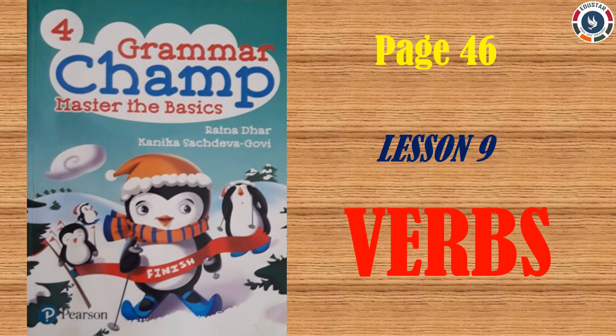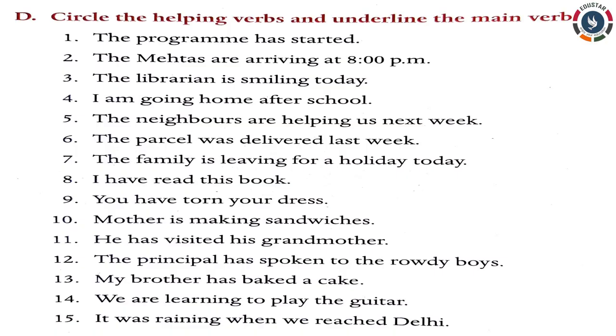Now, let us practice what we have learnt. Take your grammar book and turn to page 46. Exercise D. Circle the helping verbs and underline the main verbs. The first sentence, the program has started. Here, the main verb is started. So, underline it. And what is the helping verb? Has. So, circle this.